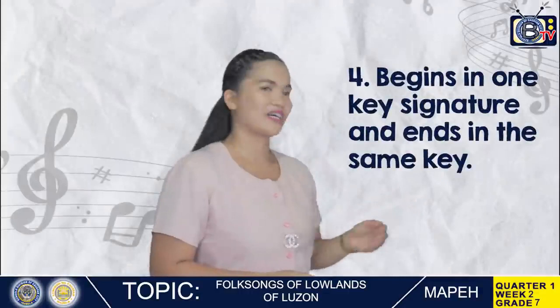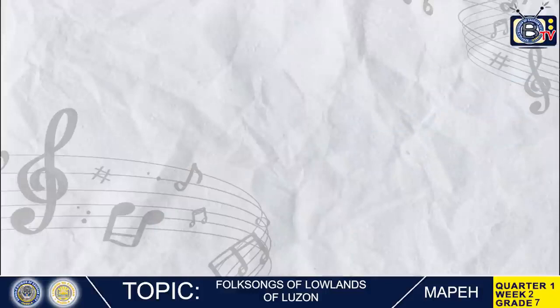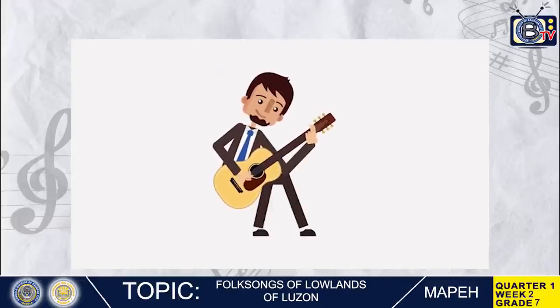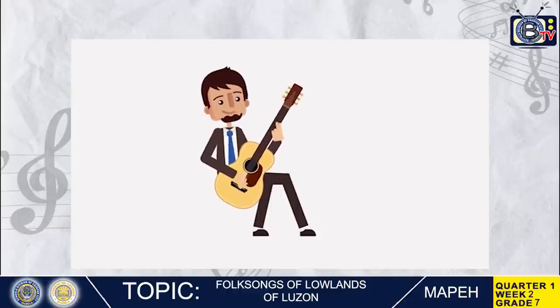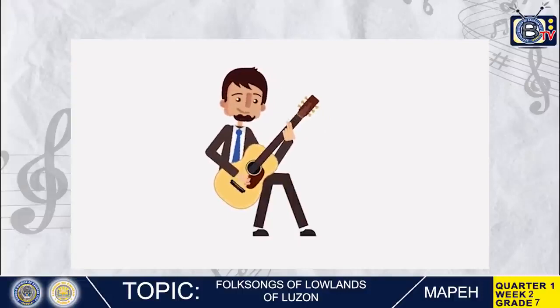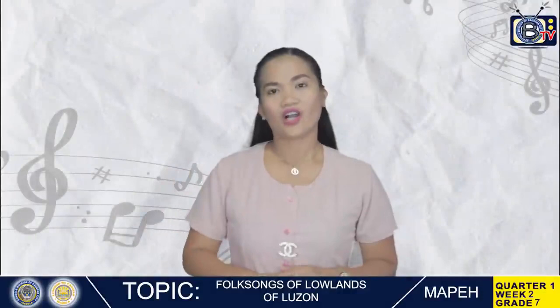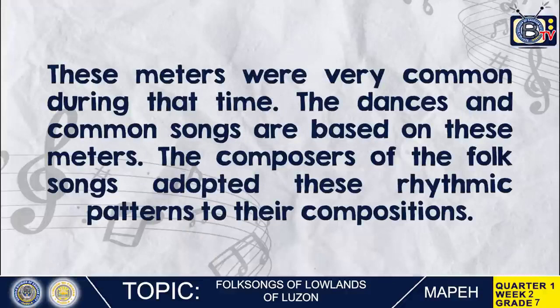Number four, begins with one key signature and ends with the same key. Do you know how to play a guitar? If you can play this instrument, you can try to play a simple folk song. While playing, you will notice that it starts with a particular key and ends in the same key. That only shows the simplicity of a folk song. Number five, common meters used are duple, triple, or quadruple. These meters were very common during that time. The dances and common songs are based on these meters. The composers of the folk songs adopted these rhythmic patterns to their compositions.